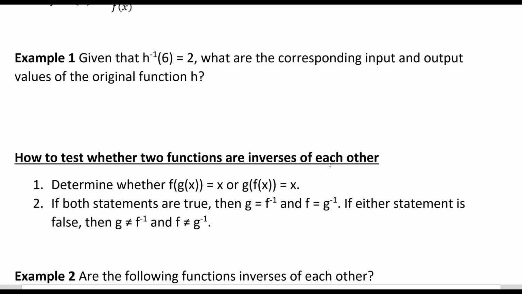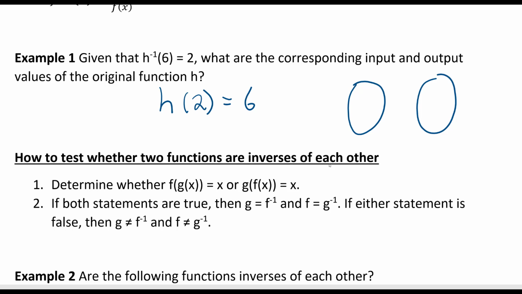Given that h inverse of 6 equals 2, what are the corresponding input and output values of the original function? That means our original function h of 2 must give us 6. So if you think of it this way, this is function h, this is h inverse.